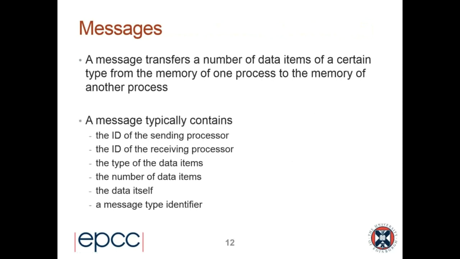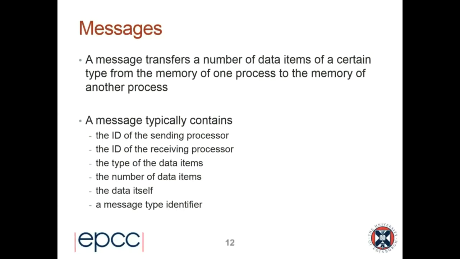So I've talked a lot about messages, but I haven't really said what they are. A message transfers a number of data items of a certain type in the memory of one process to the memory of the other. And the thing which sometimes surprises people, especially if they're more used to modern object-oriented programming, is that in message passing in general, and MPI in particular, a message is quite a low-level object. A message is 10 integers, 100 real numbers. Okay, it has other information around it.